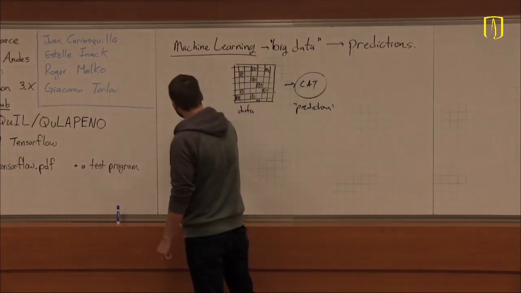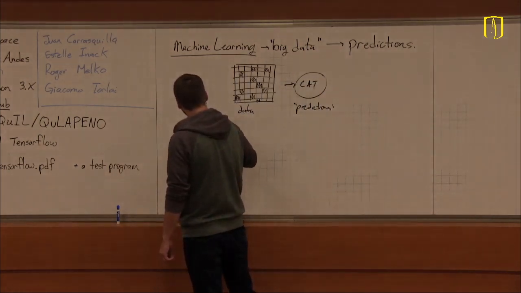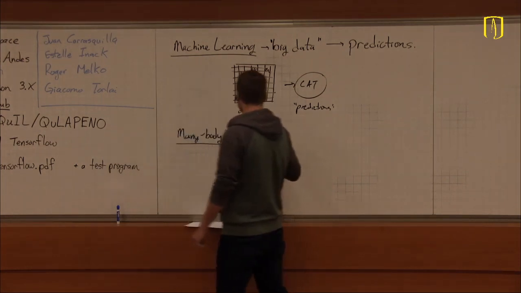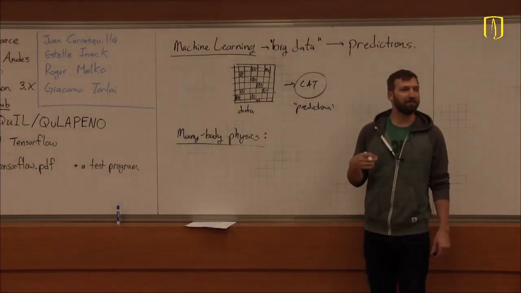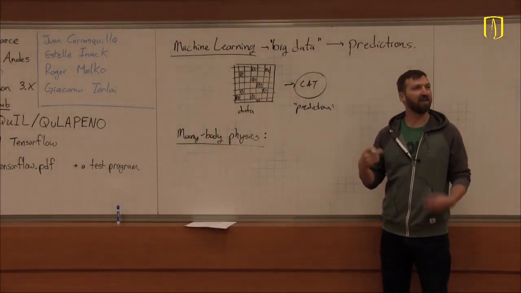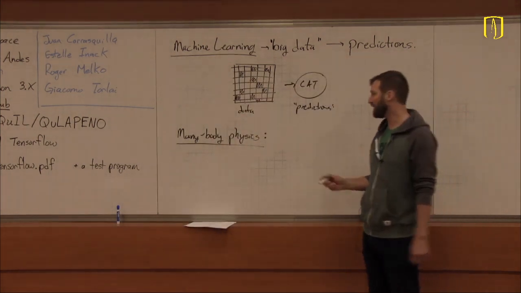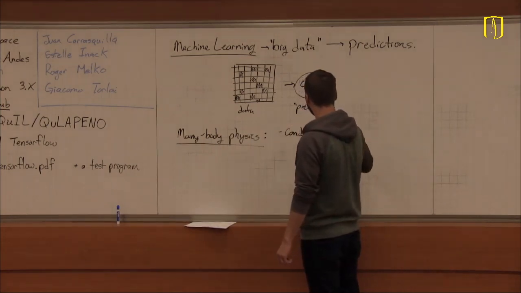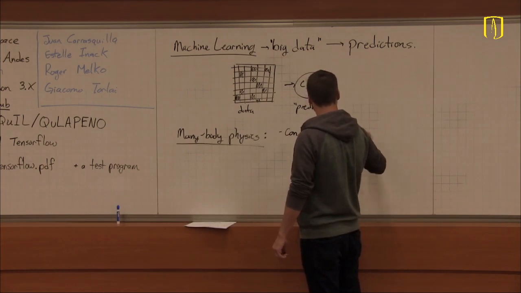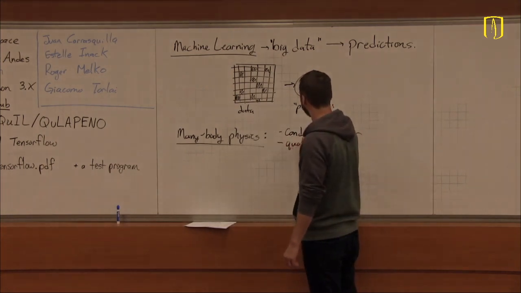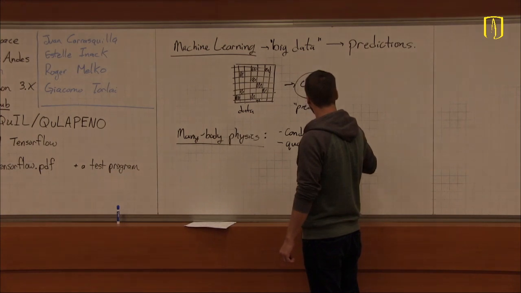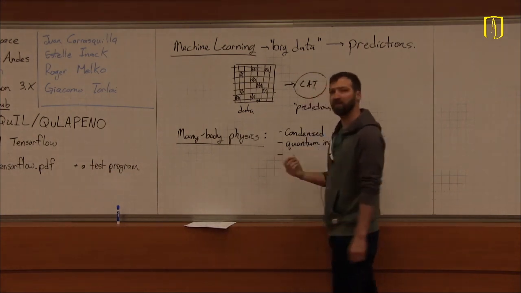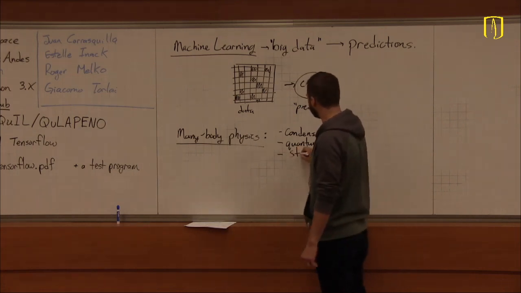In many-body physics, which is a term I use for any sort of physics of many particles that interact with each other in a non-trivial way. So in our field, this could be condensed matter, it could be quantum information, and in this class, we'll typically take the perspective of statistical mechanical systems.